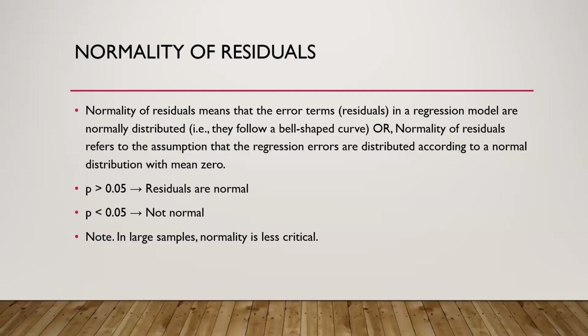So that is that. We can also see the yardstick, the criteria here for the normality of residual. The p-value can be used as a yardstick; the p-value is mostly used to check it. Note, in a large sample, I want you to pay attention to this, normality is less critical.